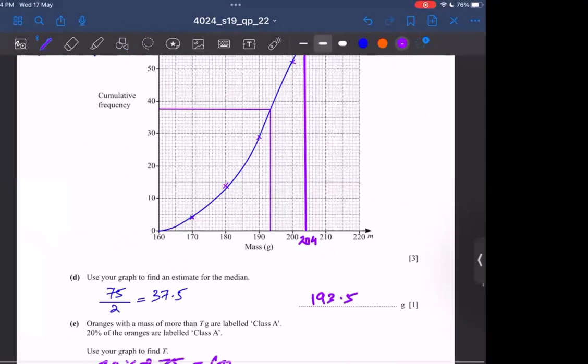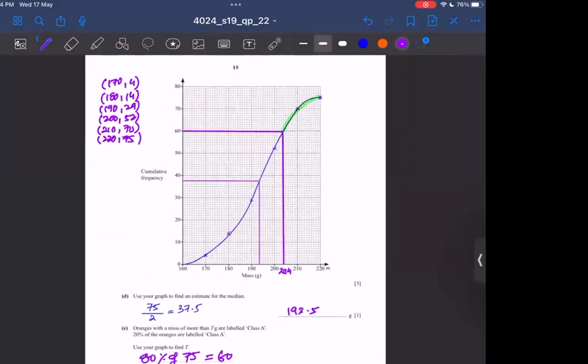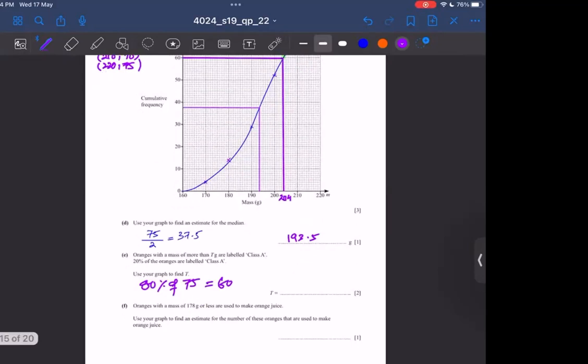So above 204 grams, these are labeled as class A. These are class A oranges. So I'm writing 204. The value of T is going to be 204.